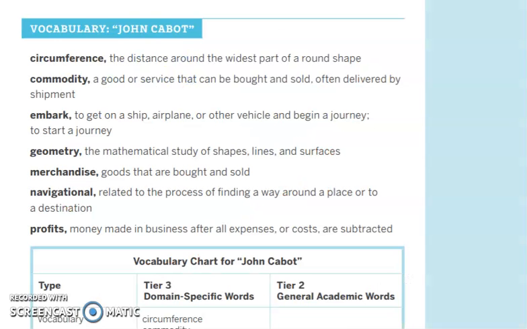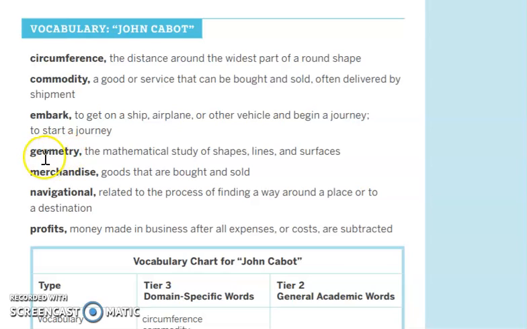Our next word is a commodity. We kind of learned about this word when we were talking about the Vikings unit. A commodity is a good or service that can be bought and sold, often delivered by shipment. Remember, we had to trade our commodities in our Vikings unit. We have the word embark. That means to get on a ship, an airplane, or another vehicle and begin a journey.